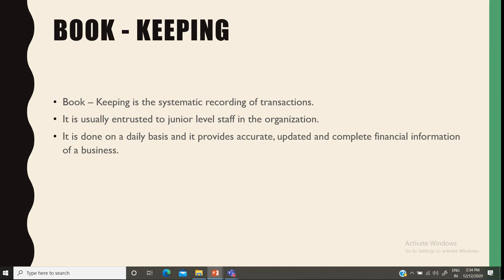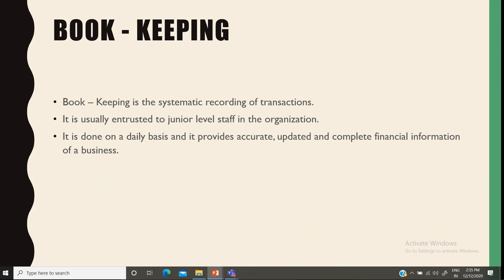Here the work is entrusted to the junior level of staff in the organization, in the company. They need not possess much accounting knowledge, but a person who is doing accounting, who is maintaining accounting records, must possess proper knowledge of how to record all the business transactions in the books of accounts, how to post it in the ledger, and how to prepare financial statements or final accounts. He has to possess a good knowledge of accounting. He should know the basics and how to do all those things.